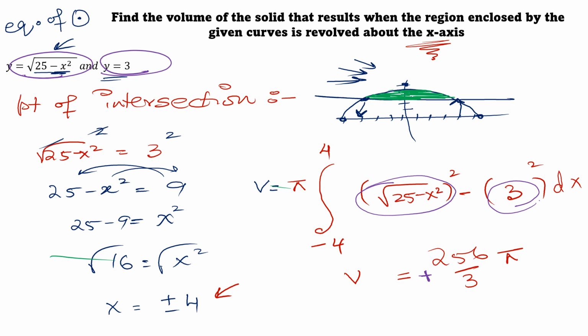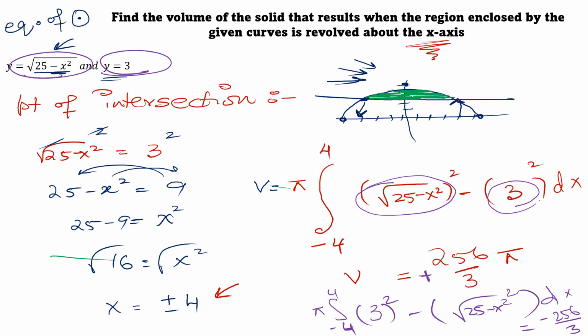Means, for example, if I write here pi, -4 till 4, and first I write the 3 with the power 2, and then I write my equation 25 minus x square whole square, then write this in the calculator, you will definitely see that the answer is coming as -256 over 3 pi. So you got my point. By interchanging the places of the functions, you can manage the correct answer.